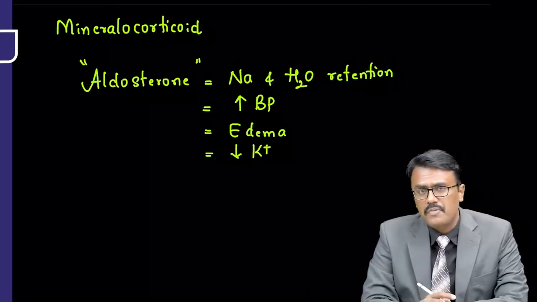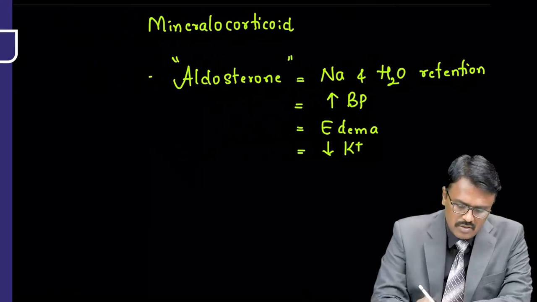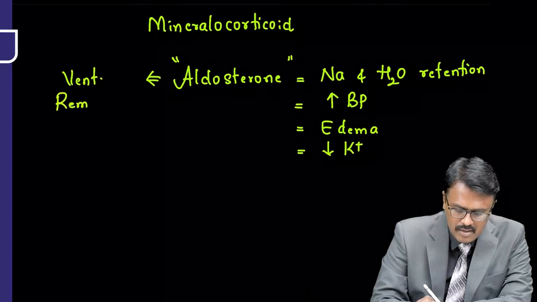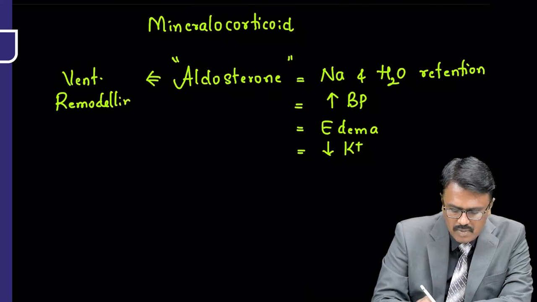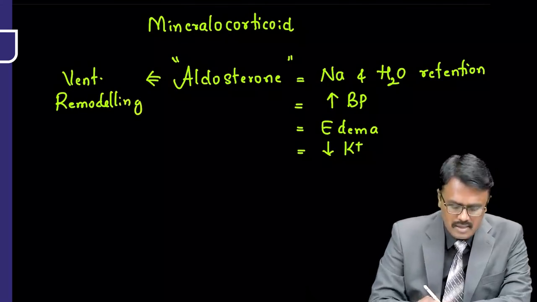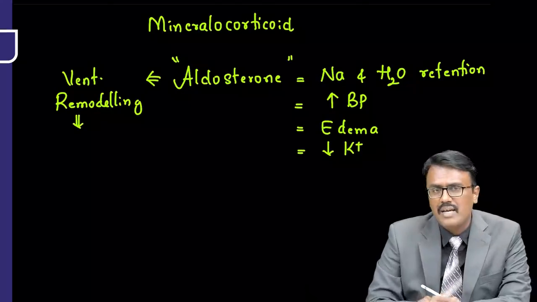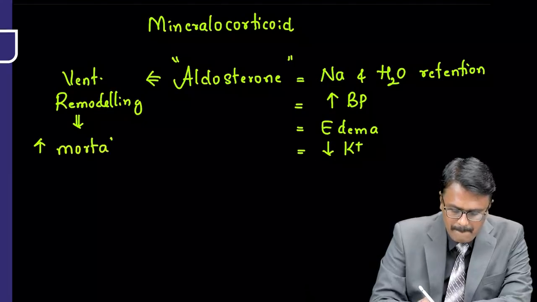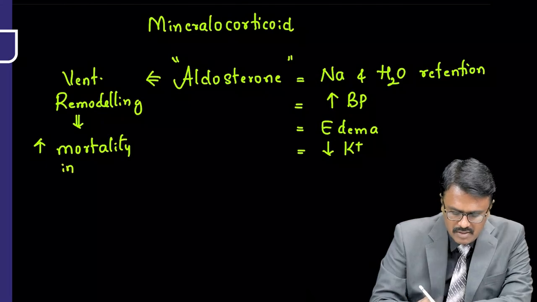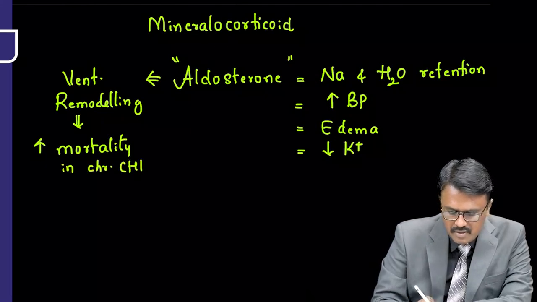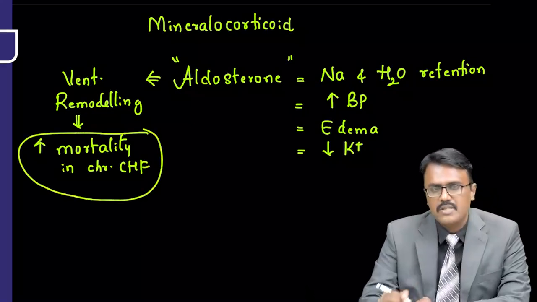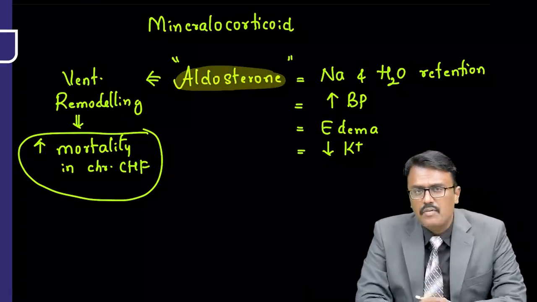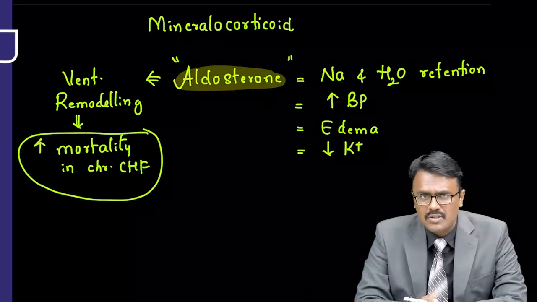But one more role of aldosterone we studied in CVS. Aldosterone is known to produce ventricular remodeling. What happens if there is ventricular remodeling? It is mainly a problem in chronic CHF. So it increases mortality in chronic CHF patients. And that's why we suppress the activity of aldosterone in chronic CHF patients. So that is about the other concept. But here we are discussing aldosterone and its uses.